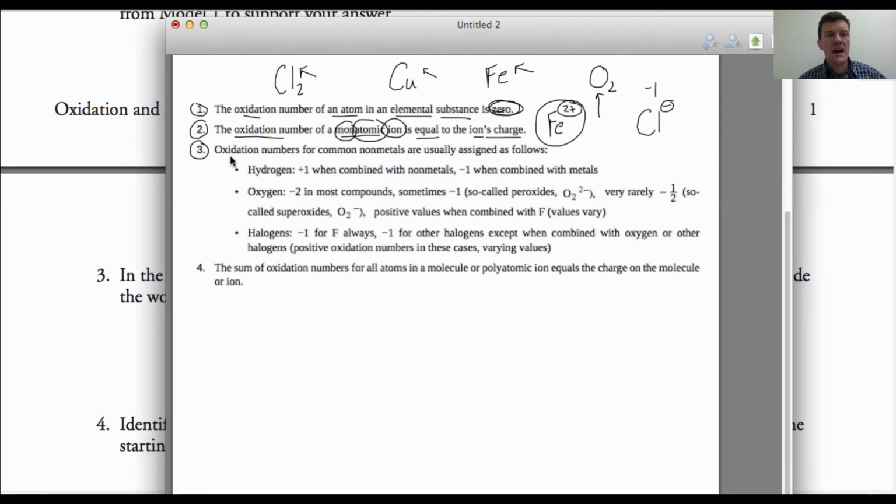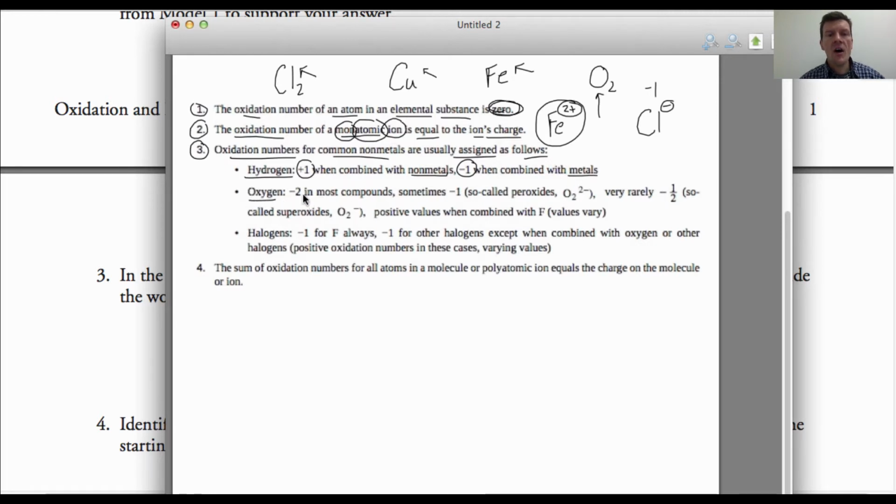Rule number 3, oxidation numbers for common nonmetals are usually assigned as follows. In other words, what they're saying is there are going to be some elements that are always going to be fairly consistent, fairly constant as far as their oxidation number. And here they are. If you see a hydrogen, it is always going to have an oxidation number of +1 when it is combined with other nonmetals. Okay? It will have an oxidation number of -1 when it is combined with metals.